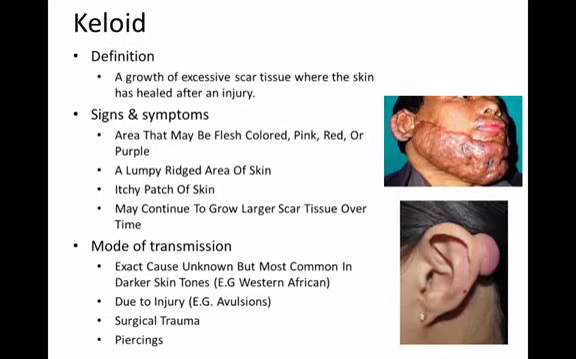A keloid is a growth of excessive scar tissue in which the skin has healed after an injury. Signs and symptoms may include areas that may be flesh-colored, pink, red, or purple, a lumpy, rigid area of skin, itchy patches of skin, and the scar tissue may continue to grow larger over a period of time. Keloids are not contagious, but the exact cause is unknown and they may be most common in darker skin-toned people due to injury, either avulsions or surgical trauma and piercing.